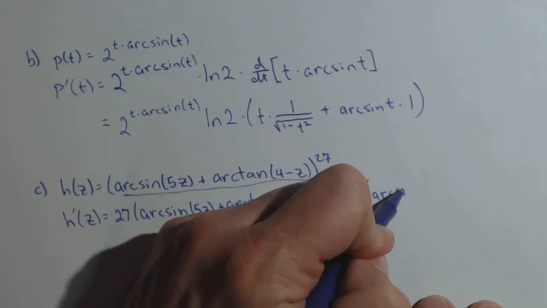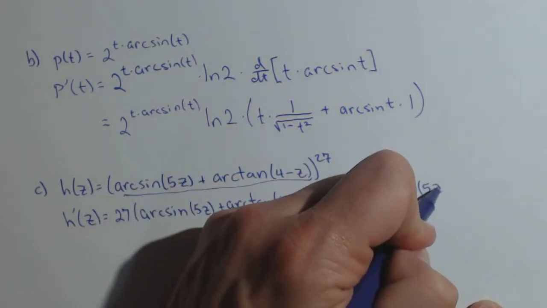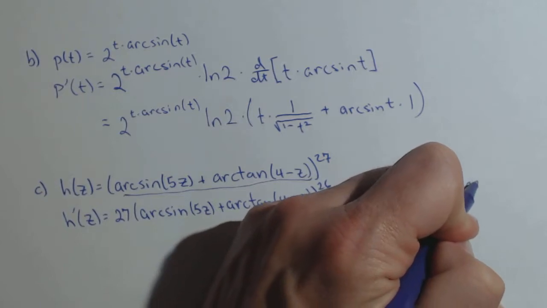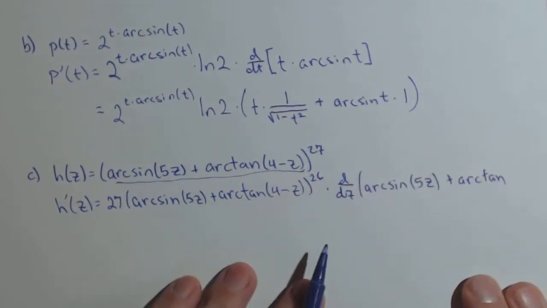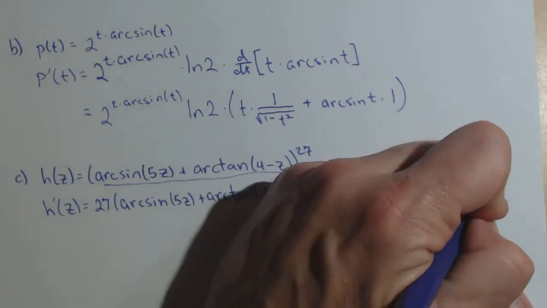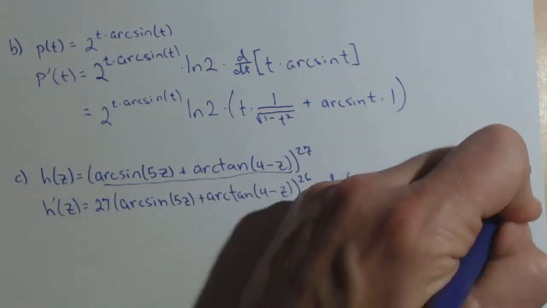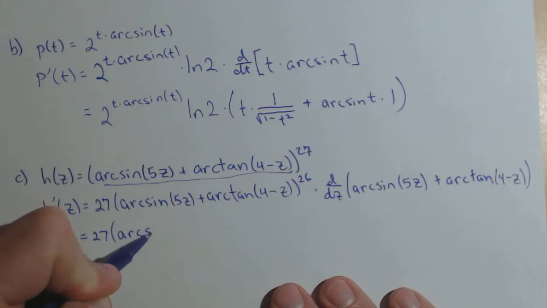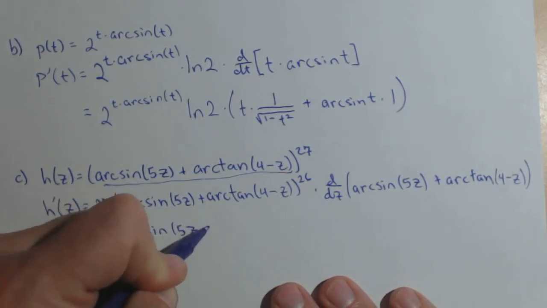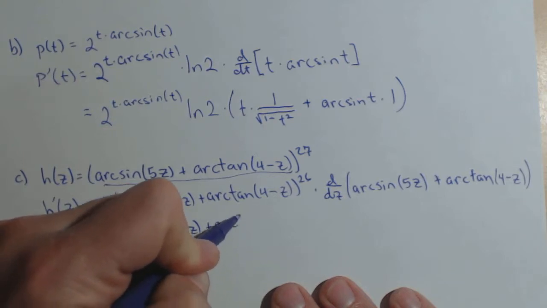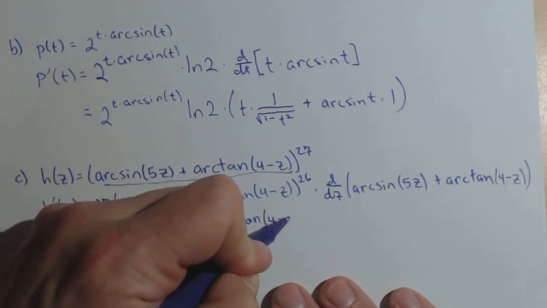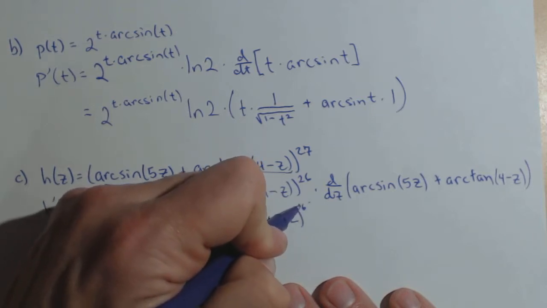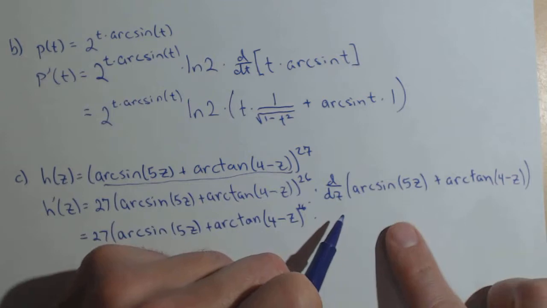So arcsine of 5z, which is going to require a chain rule, plus arctan of 4 minus z, which will also require a chain rule. So let's see what we get here. So h prime, this part's going to stay the same, 27. This part is already done. We've already taken the derivative here, so it's going to be the same no matter how many more chain rules, power rules, product rules we have to take. And that's important as you're learning your derivative rules to decide what's done and what still needs to be done. This needs to be done. Each of these need to be done.